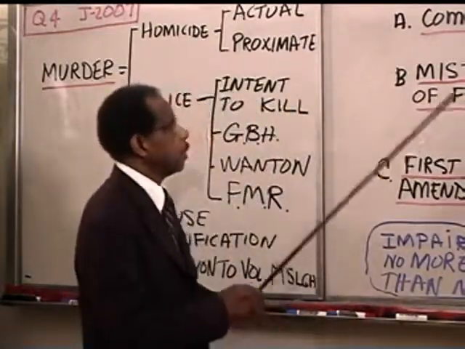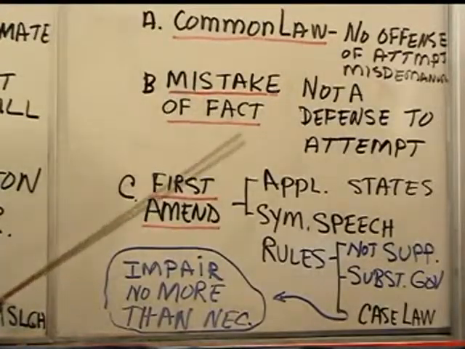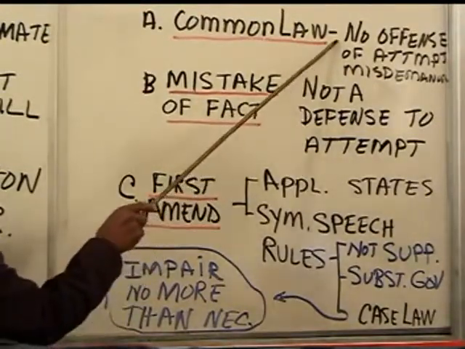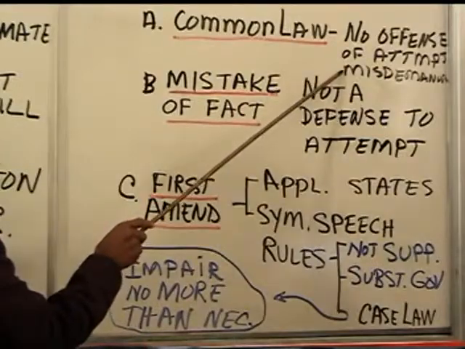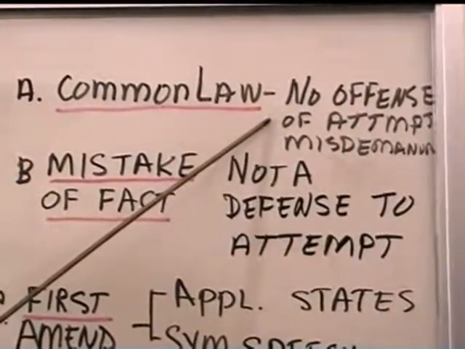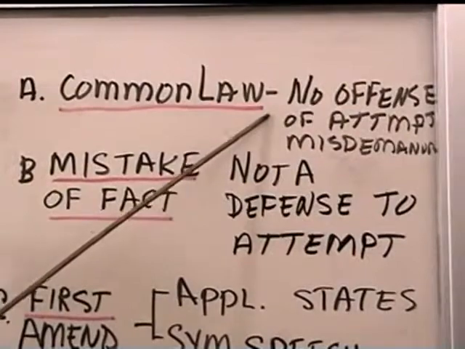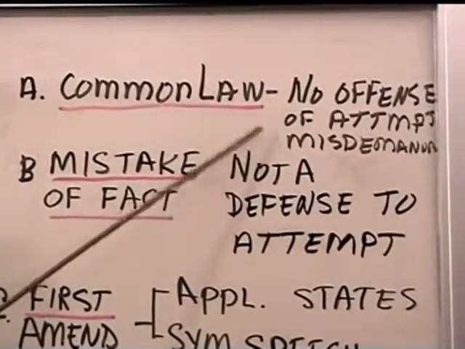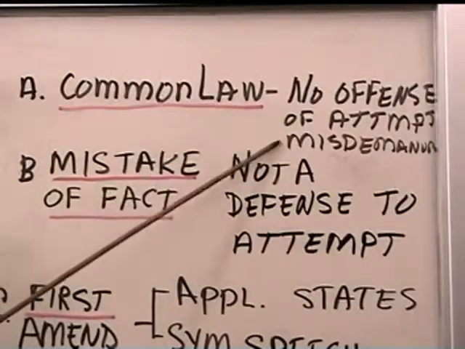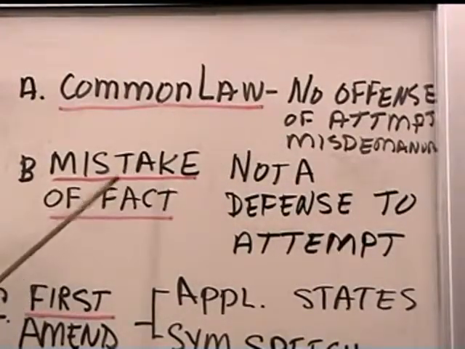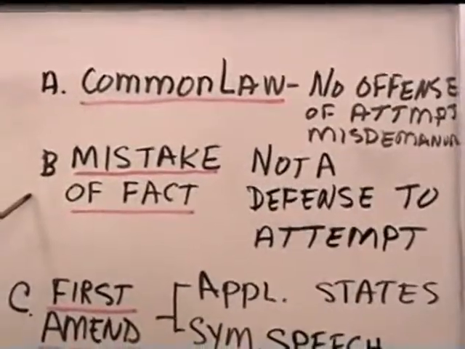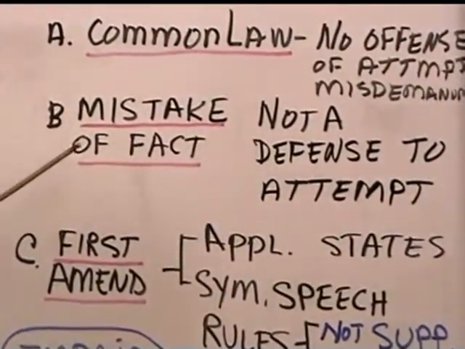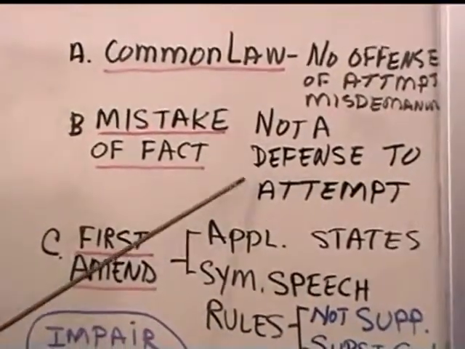First of all, at common law, there is not an offense of attempting a misdemeanor. Anything that was a misdemeanor at common law, there was no crime of attempted misdemeanor. So if this state followed the common law, then there's no such offense. But secondly, they charged him with attempting to burn the U.S. Constitution, and he was attempting to do that. And mistake of fact is not a defense to attempt.